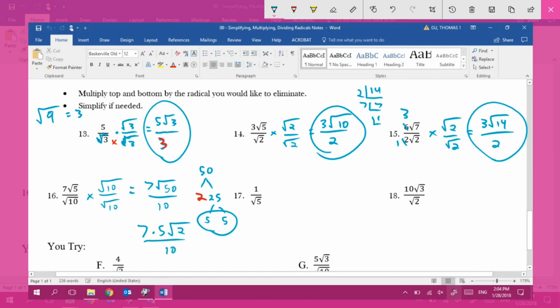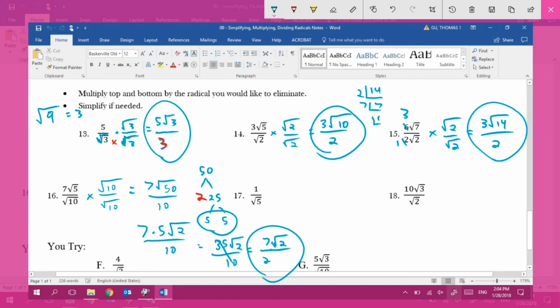So 7 times 5 is 35. So 35 square roots of 2 over 10. Now we have to simplify because both 35 and 10 can be divided by 5. If I divide both by 5, it's going to be 7 over 2, and there's a square root of 2 right here. That's my answer. 7 square roots of 2 over 2.